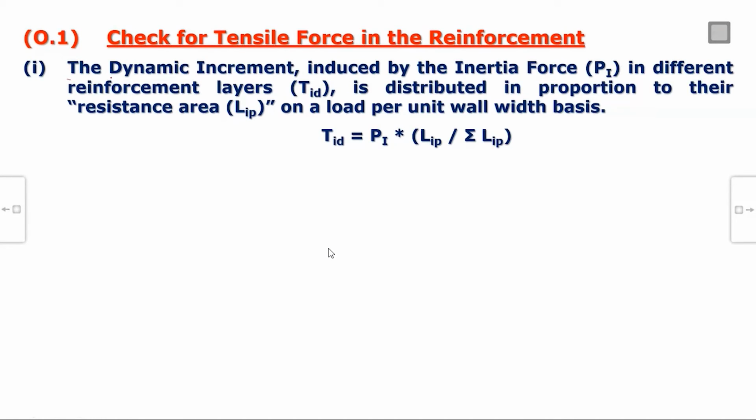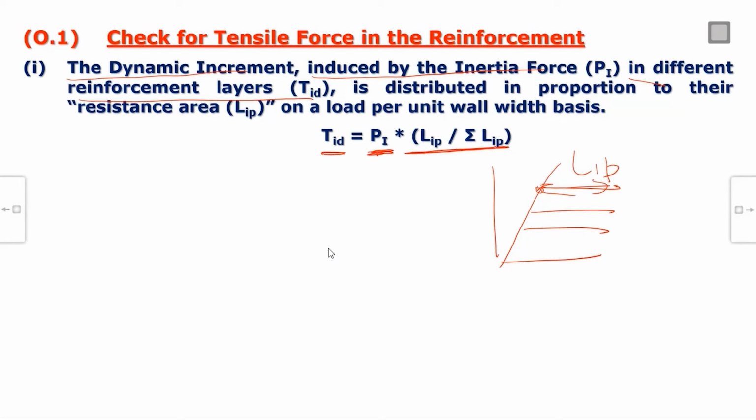So for this, the dynamic increment induced by the tensile force Pi in different reinforcement layers. Previously this load was Ti, now it is TiD, because it includes dynamic. So this is distributed in this ratio. The extra dynamic load TiD is Pi, which we have seen in the previous slide, multiplied by Lei divided by total Lei. If you remember, this was the wedge, this was Lei. So for any layer, if this is Lei, and you divide by the total Lei of all layers, it is distributed in each layer in this proportion.